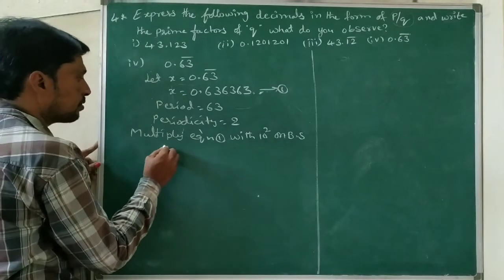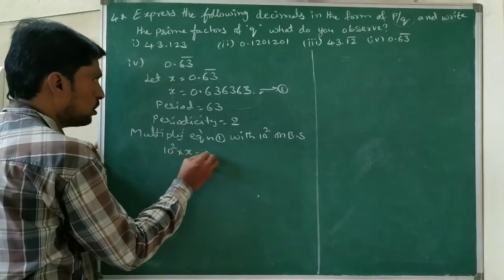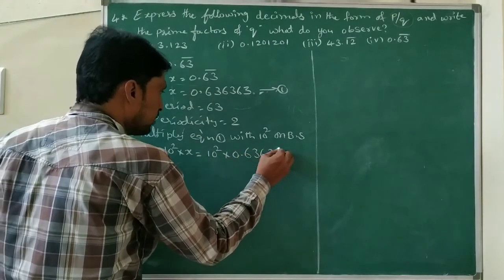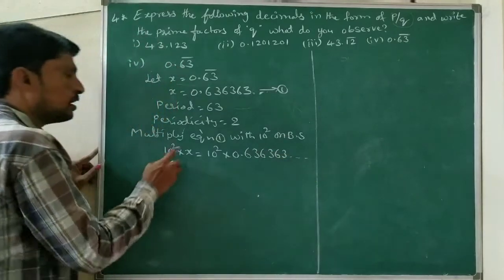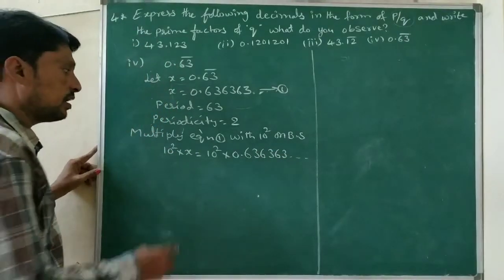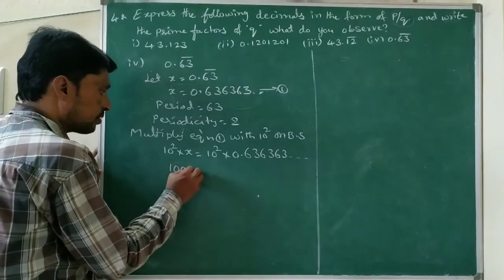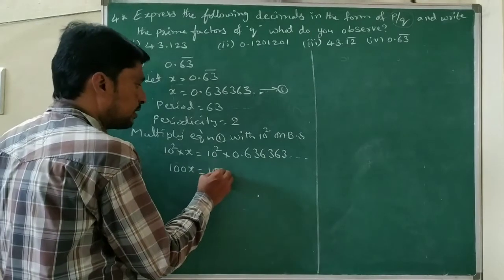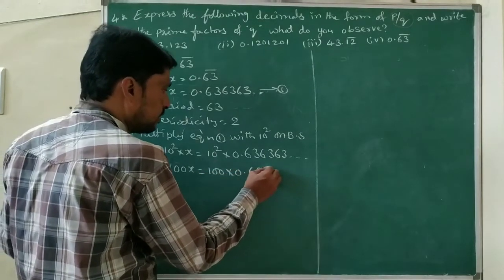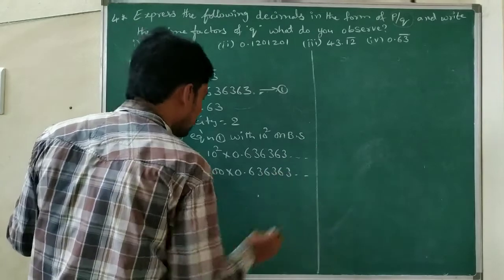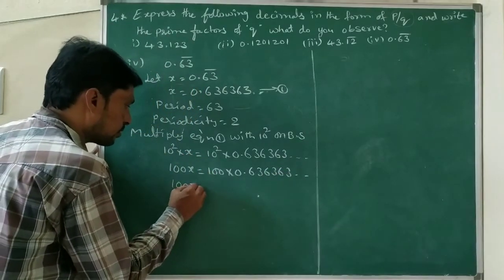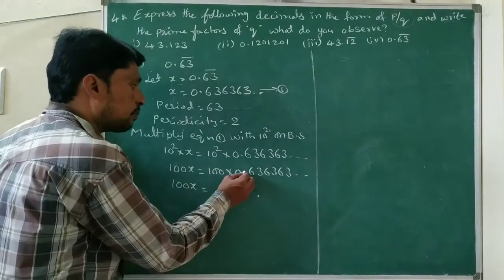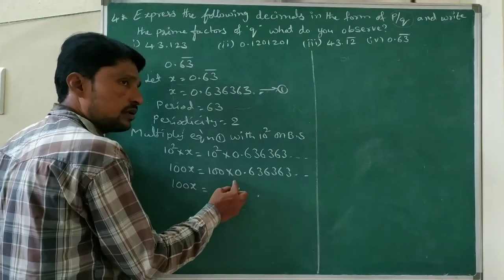So this one you can multiply 10 square into x equal 10 square into 0.636363 and so on. 10 square means it is 100. So 100x equals 100 into 0.636363 and so on.